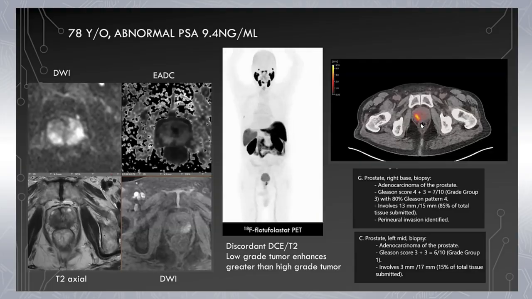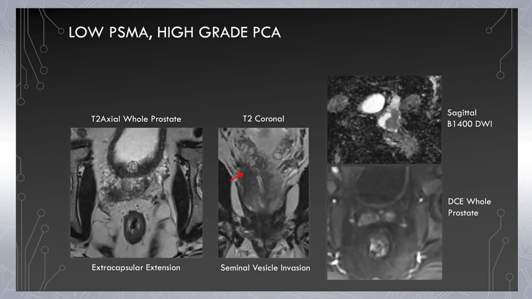And when we biopsy this patient, we find the following. On the right, the patient has a Gleason grade of 4+3, grade group 3. But on the left, correlating with that area of enhancement, that area that had less restricted diffusion, that's grade group 3. So this is a good example of a case that shows you how higher grade tumor may have less enhancement, but still have high metabolic uptake. Lesser grade tumor may have greater enhancement, but lower uptake. Let's look at our next case.